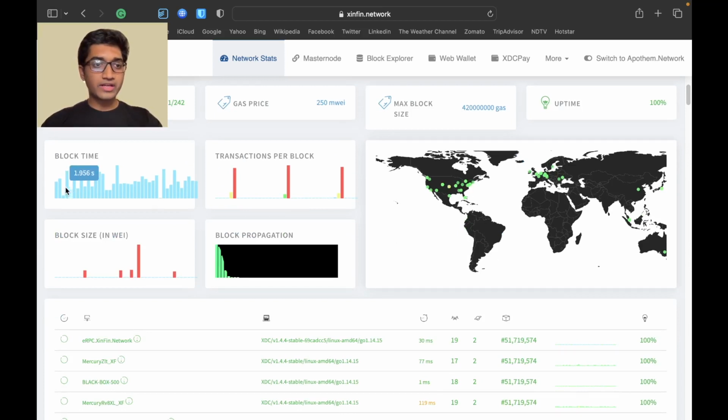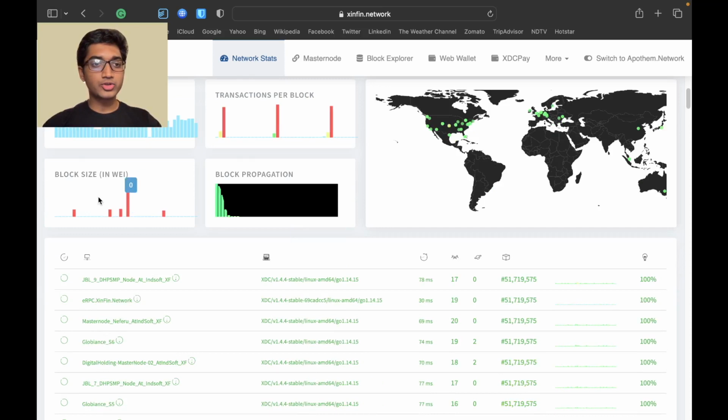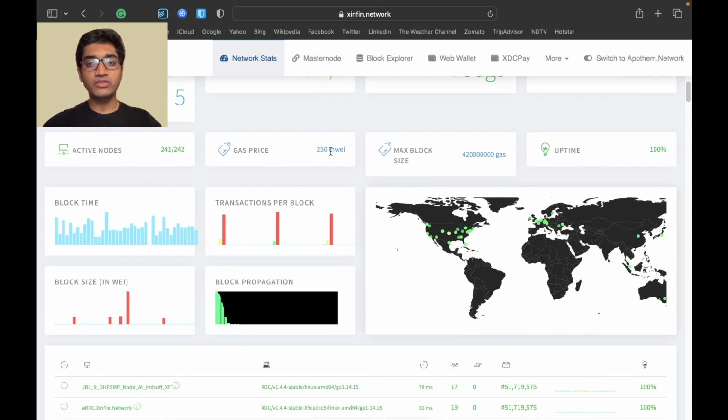We can also see the block times, and if you hover over these graph bars, you can see that it shows the amount of time it took for the last block. So this is information which is being built live, and it also shows the number of transactions that happened in each block. It also shows the block size in wei. Now, one thing to understand is you can see that all of these terminology which are used for gas are in wei.